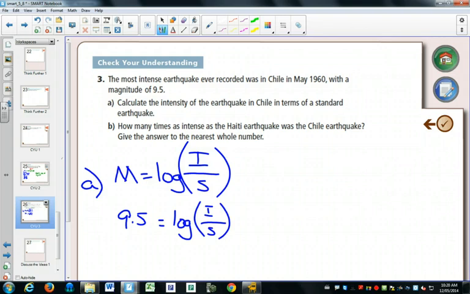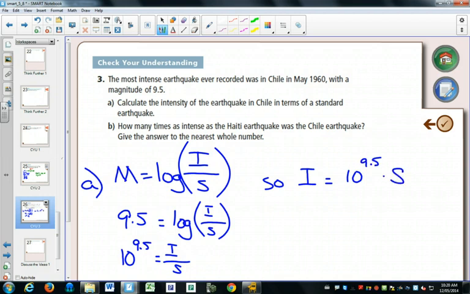If we wanted to solve for the intensity, it's inside the log. So we're going to need to change from log form to exponential. Base is 10, the exponent is 9.5, equals... multiply both sides by S. So what this is saying is that that earthquake was 10 to the power 9.5 times more intense than a standard earthquake.